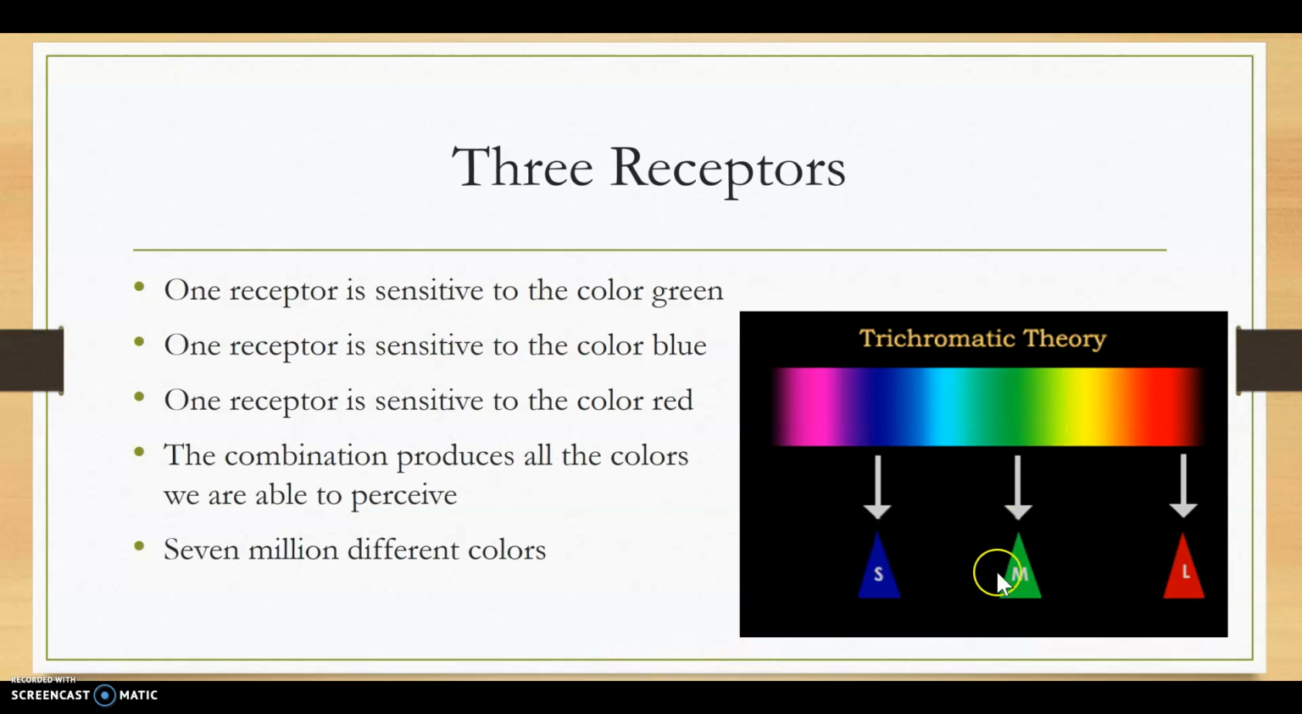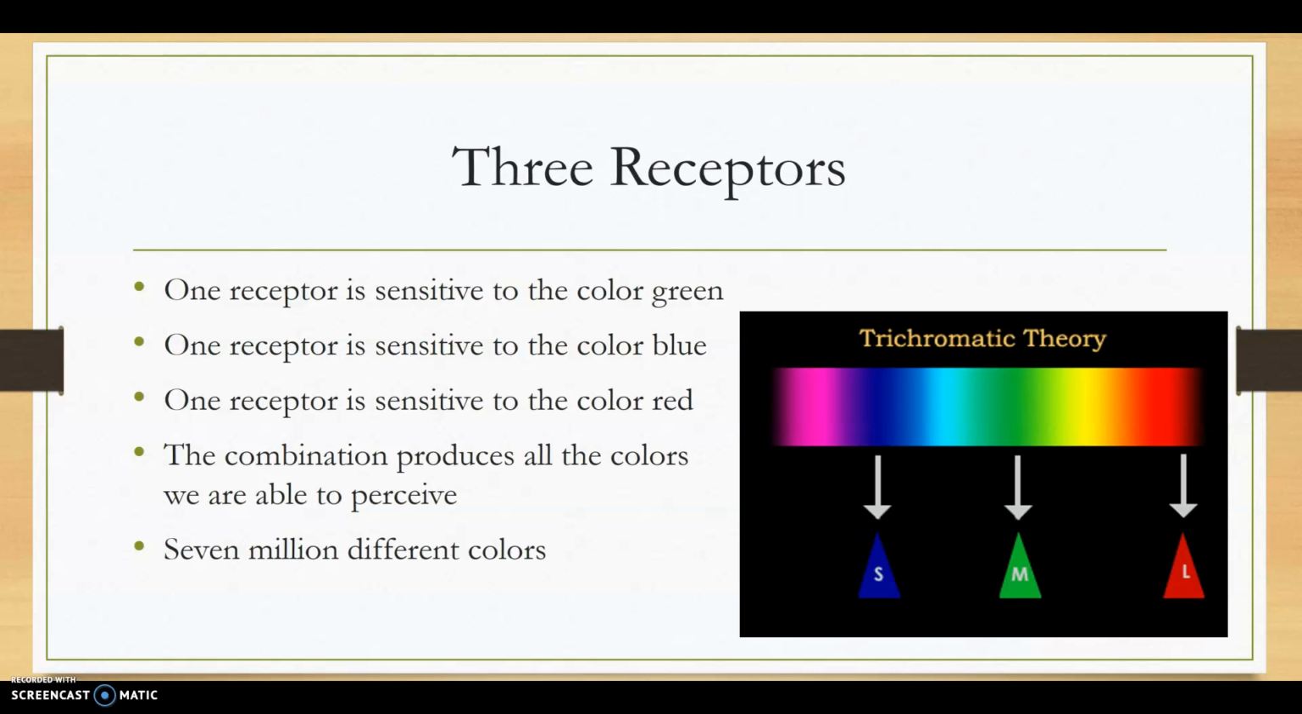So the first receptor is the green receptor, and that one is the middle wavelength of cone receptors. The blue one is the short or small wavelength cone receptor, and the red is the long wavelength cone receptor. So you need a combination of all 3 of these receptors to produce all the colors that the human eye is able to perceive.